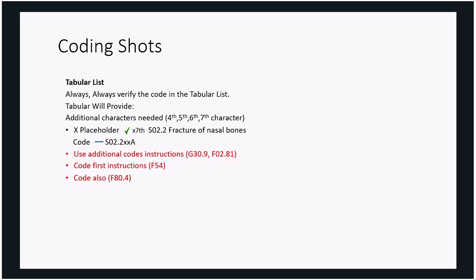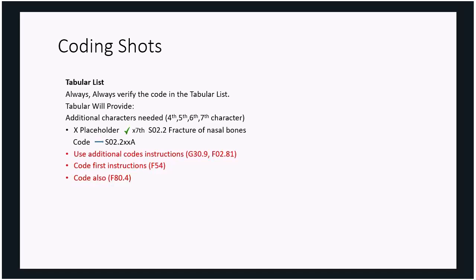I want you to go on your tabular to F54. When you get to F54, underneath that code in red, it says code first, associated physical disorders such as asthma, dermatitis, gastric ulcer, mucus colitis, ulcerative colitis, and urticaria. So what this means is that if the physician has documented these conditions, you need to code those conditions first, then you will sequence F54 afterwards.